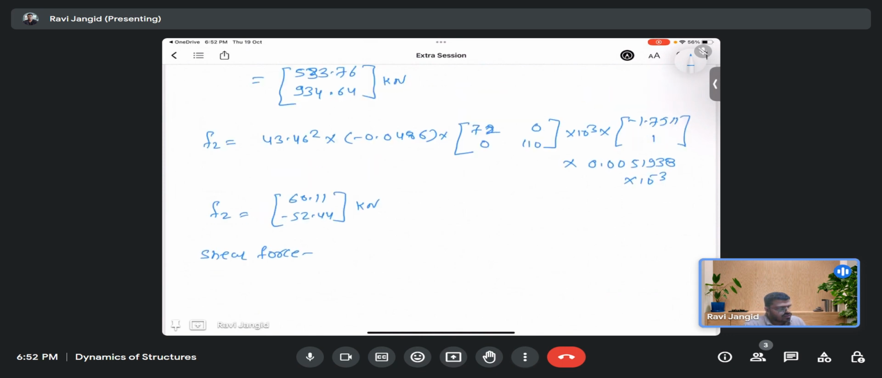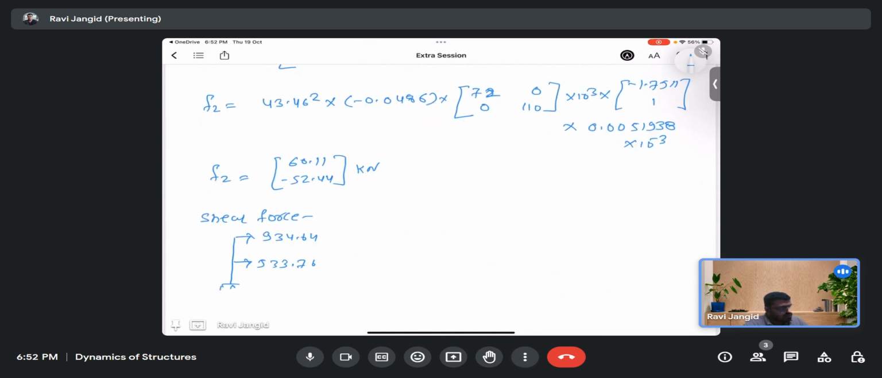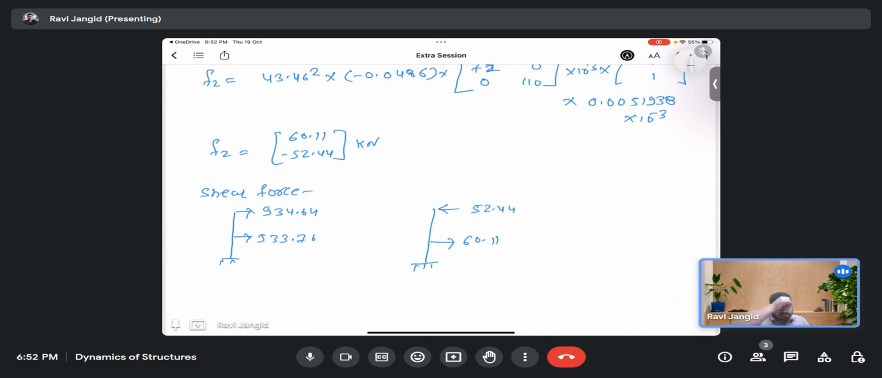So in the first mode, you have the forces as 533.76, 934.64, and in the second mode, you have the forces 60.11 and minus 52.44. Okay, so you can get for the first story we need.